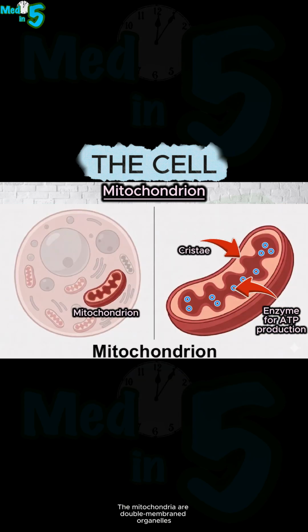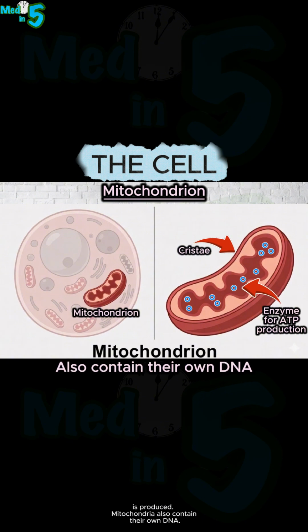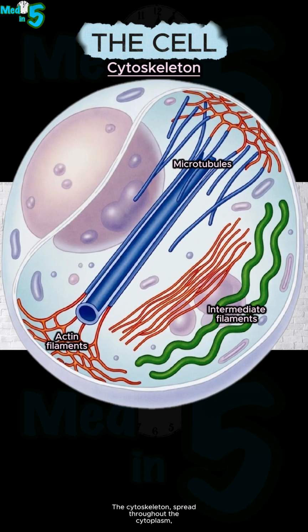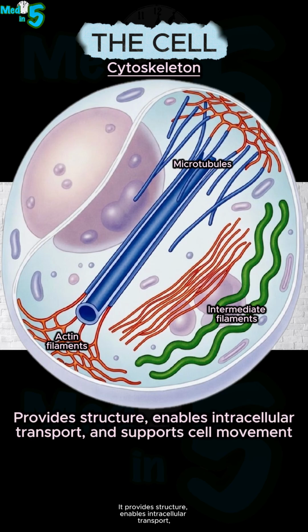The mitochondria are double-membraned organelles found throughout the cytoplasm. Their inner membrane forms cristae, where adenosine triphosphate, the cell's energy molecule, is produced. Mitochondria also contain their own DNA. The cytoskeleton, spread throughout the cytoplasm, is made of microtubules, actin filaments, and intermediate filaments. It provides structure, enables intracellular transport, and supports cell movement.